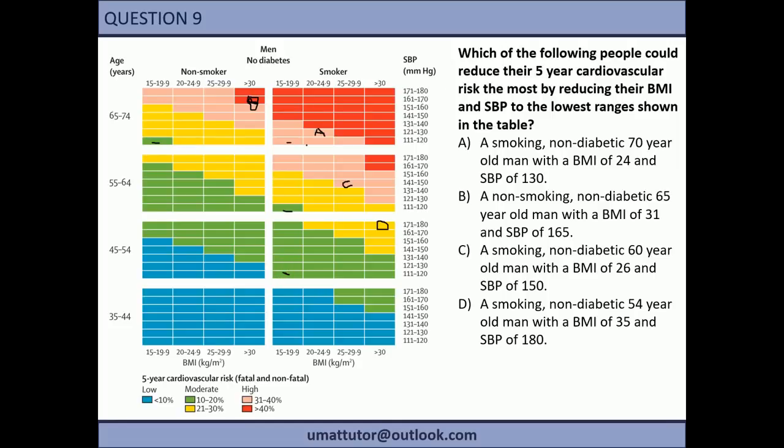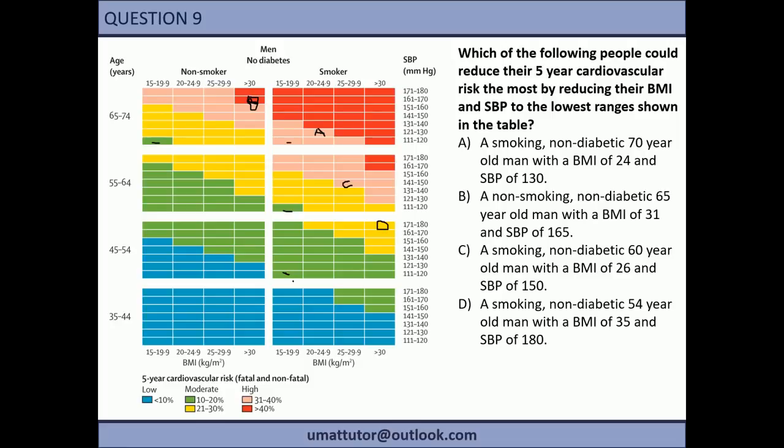Well, with A, they actually haven't changed the category they're in, so the change there is negligible. With B, they've gone from the red box up here to the green. So that could be anywhere from above 40 down to 10 to 20, which is pretty significant. C has gone from 31 to 40 to, again, green, 10 to 20, and D has gone from yellow to green.